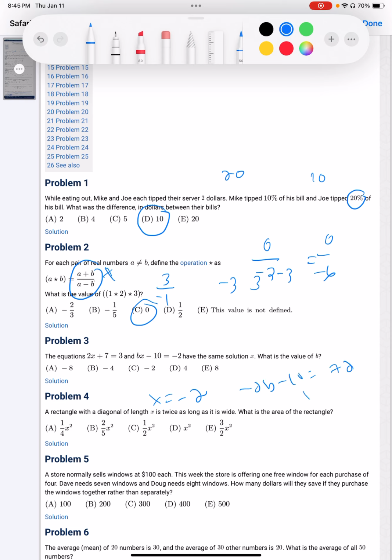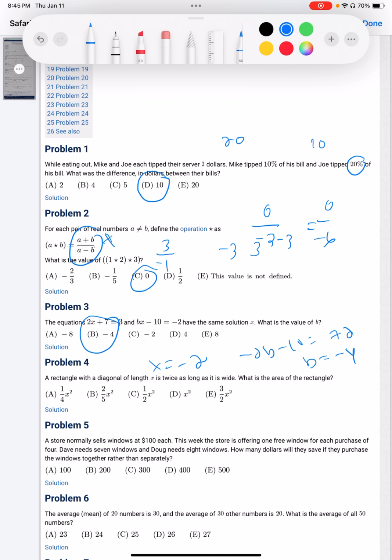So, next one. So you see that x is going to equal negative 2, so we get negative 2b minus 10 equals negative 2, b equals negative 4 from there, which is just b.